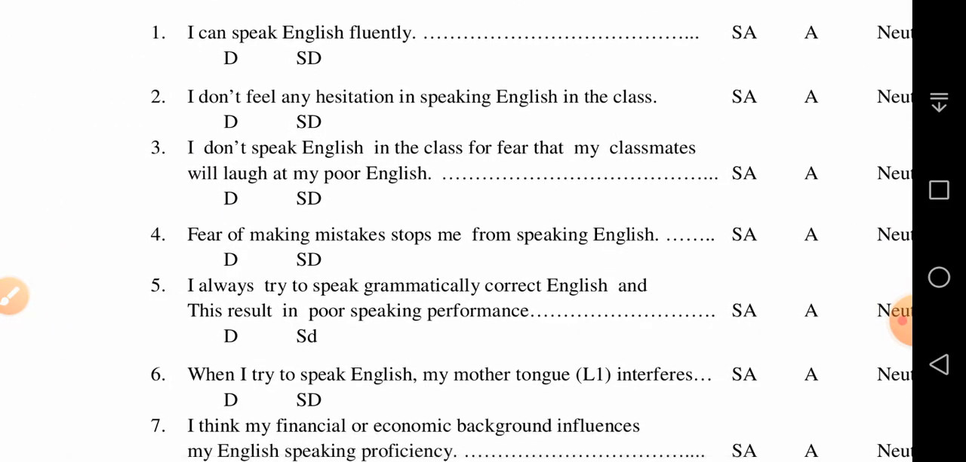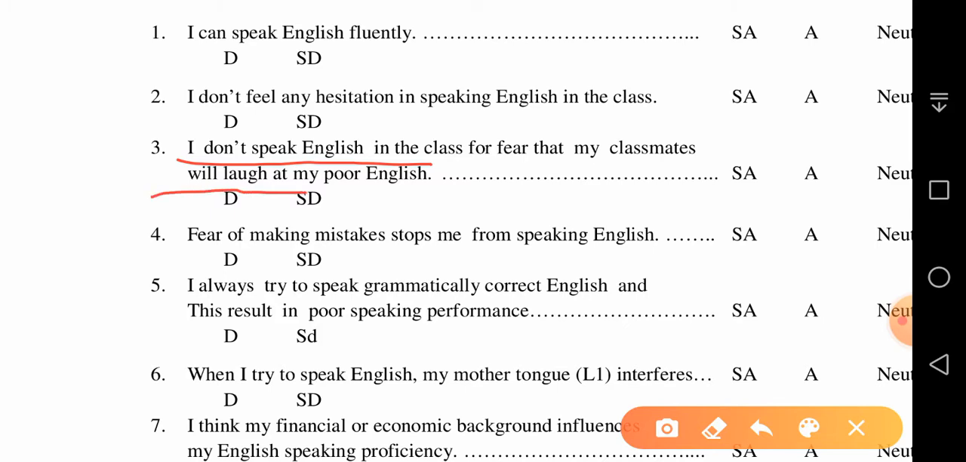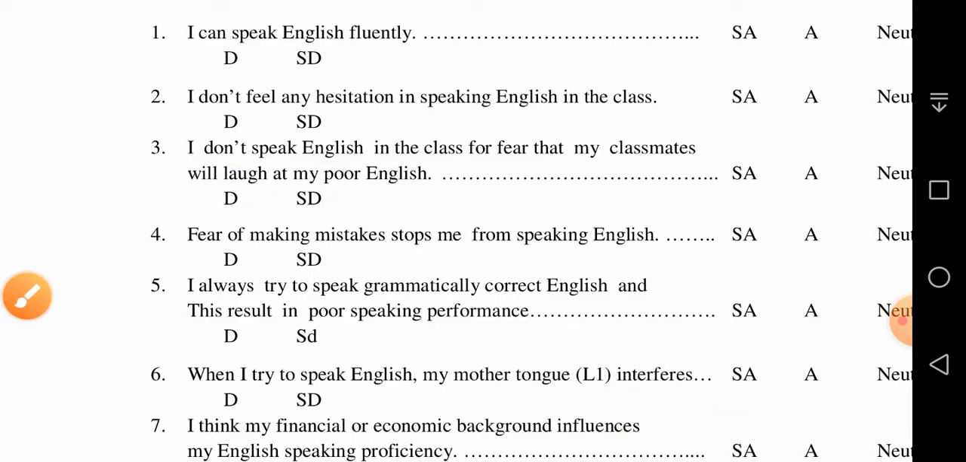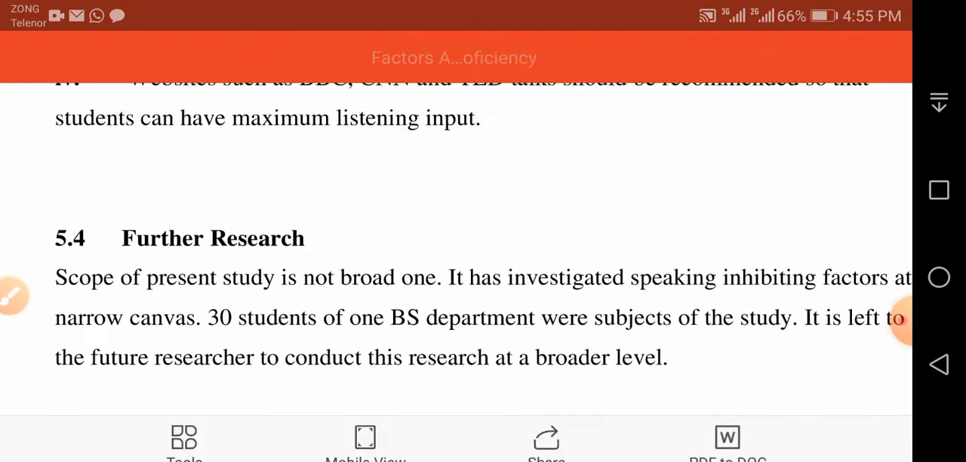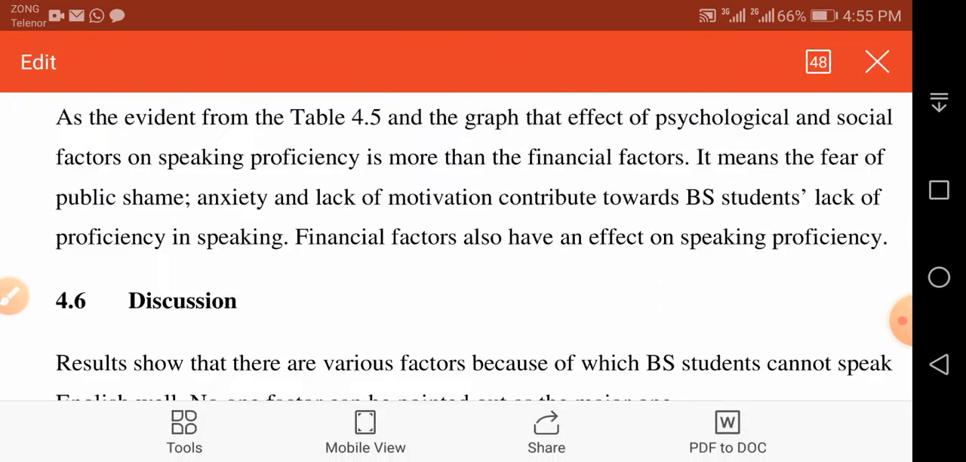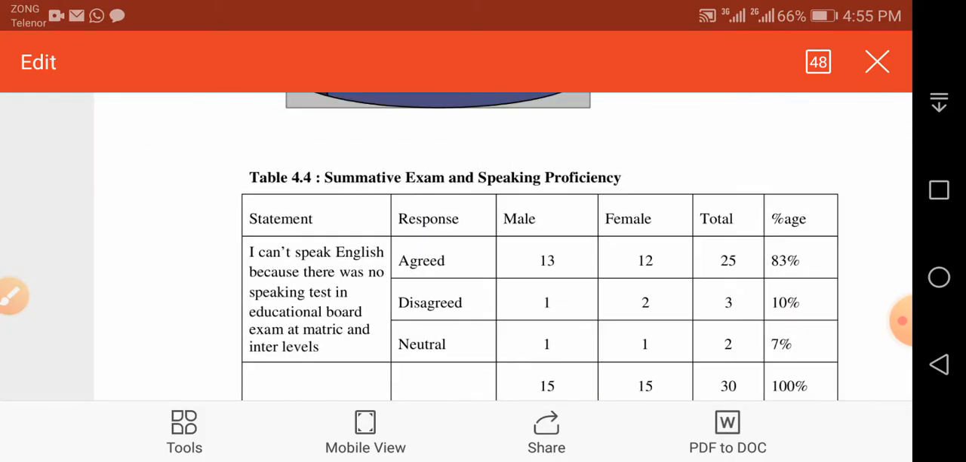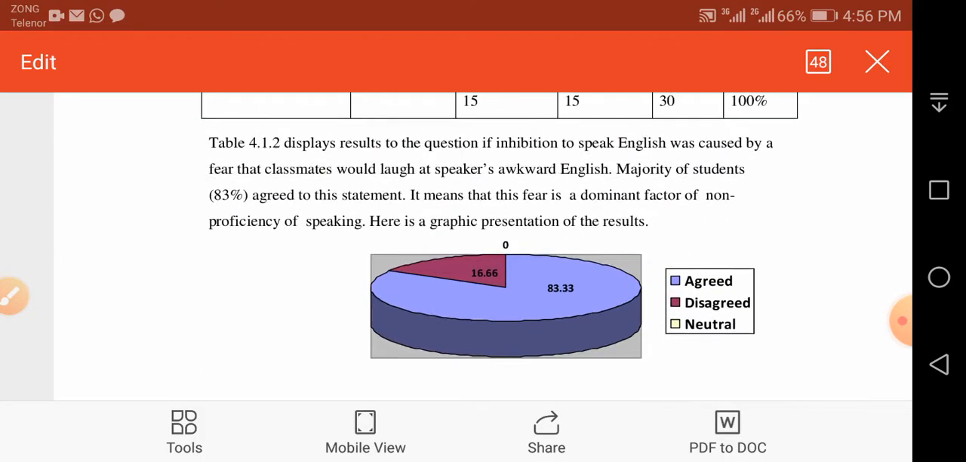Here is another item: I don't speak English in the class for fear that my classmates will laugh at my poor English. So this was another item on the questionnaire, and I'm going to analyze all these in the report. Okay, chapter number 4. Let me take you to chapter number 4.